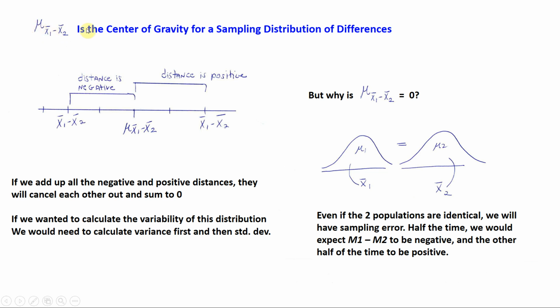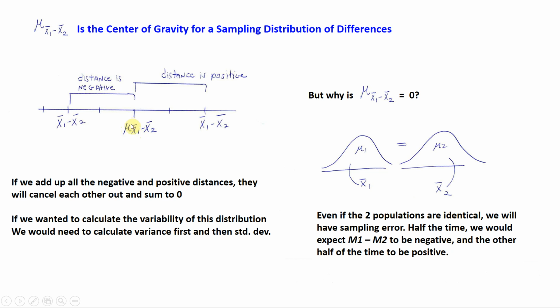Well, like any other mean, it's the center of gravity. Only this time it's not the center of gravity for a set of raw scores, right? It's not the center of gravity for a sample or a population. It's the center of gravity for this distribution. It's a distribution showing differences between X bar 1 and X bar 2. All right, and so just like when we learned about the center of gravity for a simple X bar, remember we put X bar here a few slides ago? Well, now it's not X bar we're looking at, it's the mean of this distribution, so it's mu.